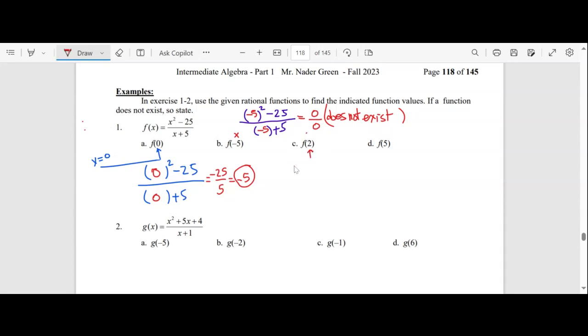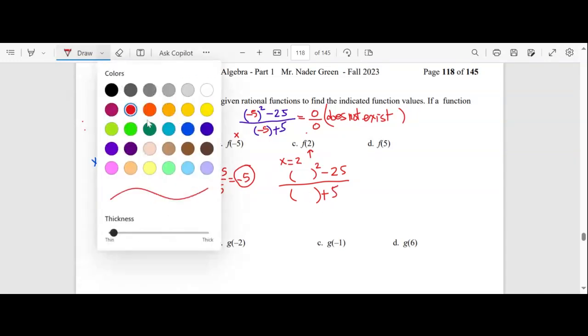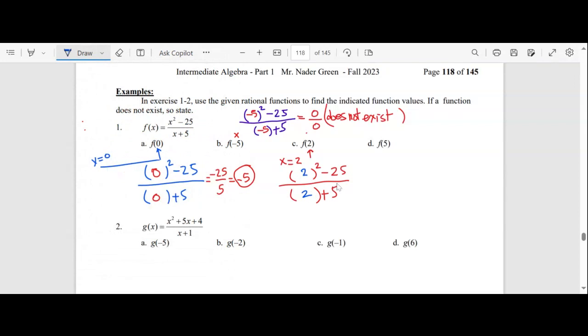Next one, C. How much is x? x equals 2. So we're going to rewrite it again, and put 2 here, 2 here. So that's equal to what? 2 squared, how much? 4. 4 minus 25 over what? Over 7, which is equal to negative 21 over 7, which is equal to negative 3. Okay? I will leave D for you to do as classwork. Let's move to the next one.